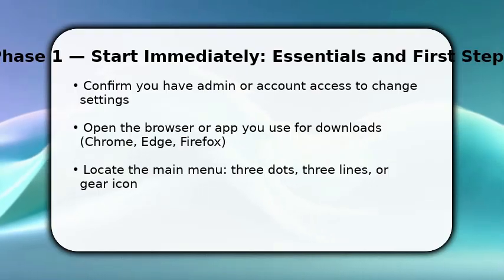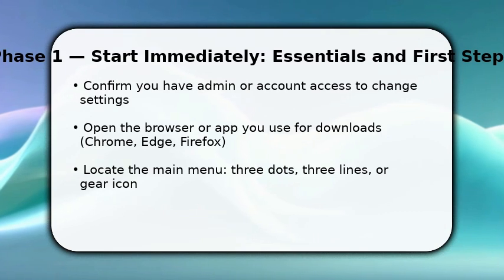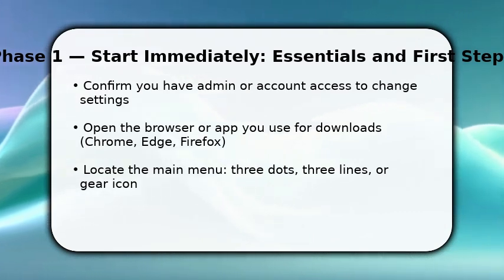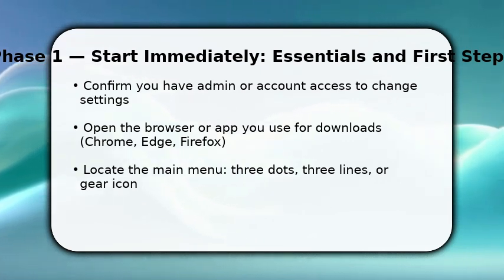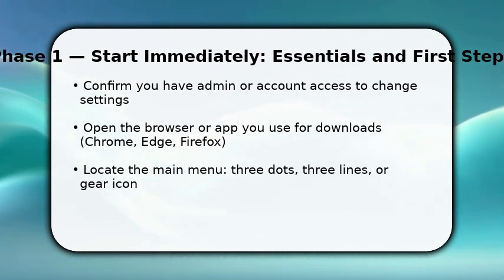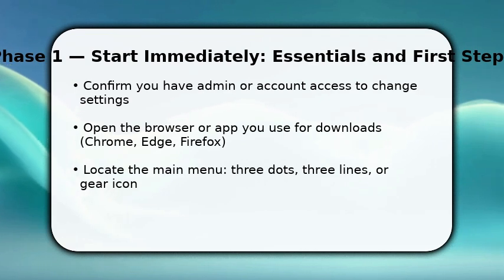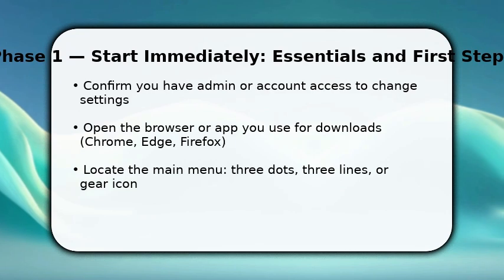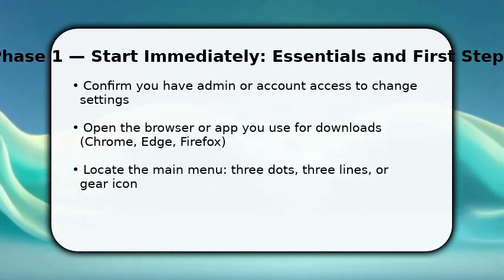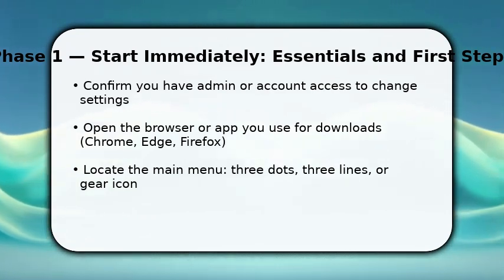You start by confirming you can change account settings. This avoids permission errors. Open the app you use for downloads, Chrome, Firefox, or Edge, and find the main menu icon. Click it to reveal options, then choose Settings or Preferences so you can view download controls. Once done, scroll or search for Downloads to surface the download path and controls. This step is important because it shows the current folder you'll be updating.